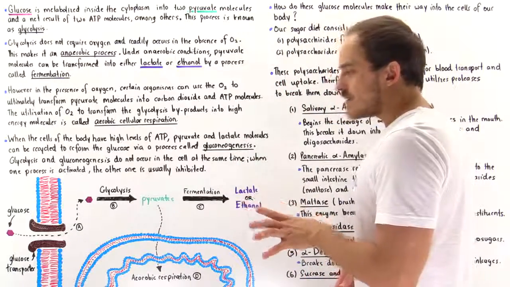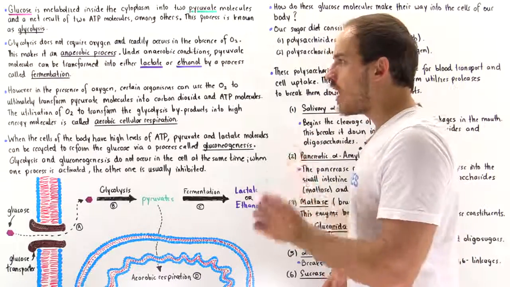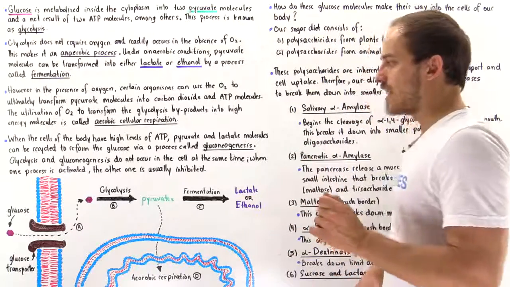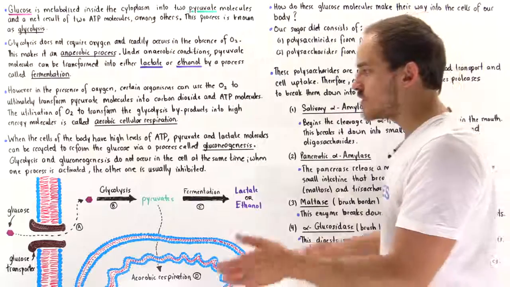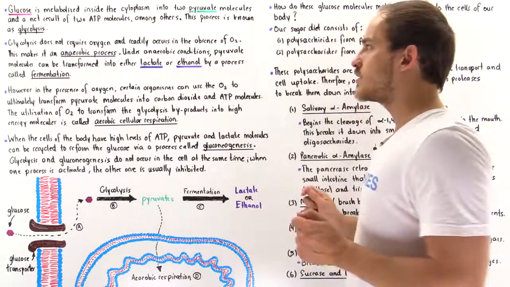Now, glycolysis is an anaerobic process, and what that means is it does not require oxygen to actually take place. So whether or not we have oxygen doesn't actually matter, because glycolysis doesn't actually use oxygen.